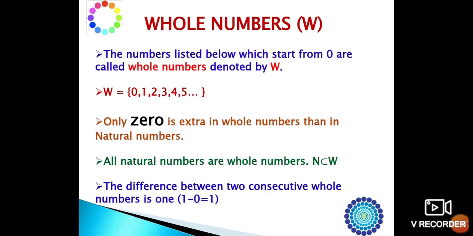Now let us see the whole numbers, denoted by W. The numbers listed below which start from 0 are called whole numbers, denoted by W. W is equal to 0, 1, 2, 3, 4, 5 and so on. Only 0 is extra in whole numbers compared to natural numbers. Here you can see all natural numbers are whole numbers. That's why N is a subset of W. The difference between two consecutive whole numbers is 1. That is, if you take 0 and 1, 1 minus 0 is 1. So the difference between any two consecutive whole numbers is also 1, same as natural numbers.